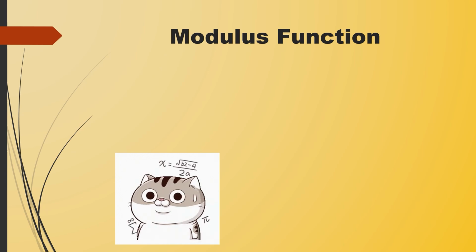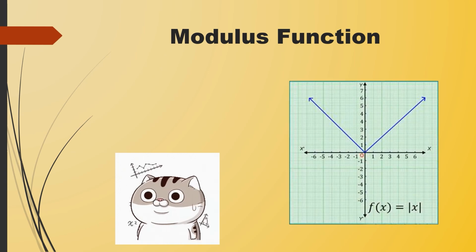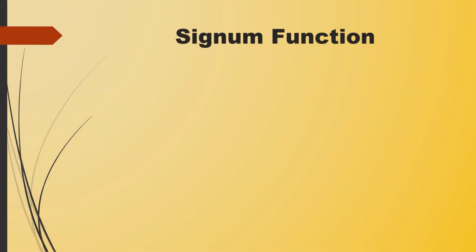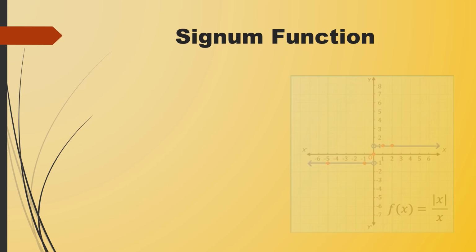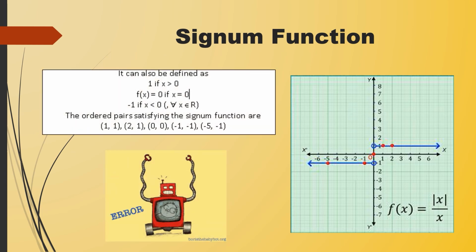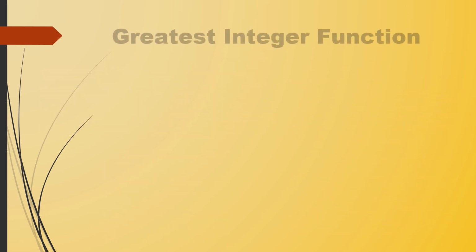Modulus function. A modulus function is defined by f(x) is equal to modulus of x. That is, if x is negative, then the value of the function is minus x, and if x is non-negative, then the value of the function is x. Signum function. A signum function can be defined as 1 if x is greater than 0, 0 if x is equal to 0, minus 1 if x is less than 0.